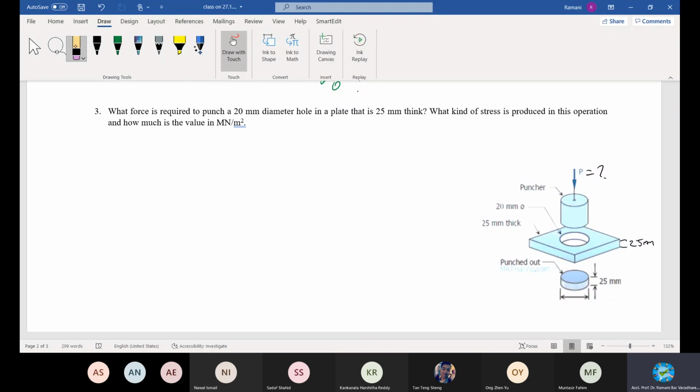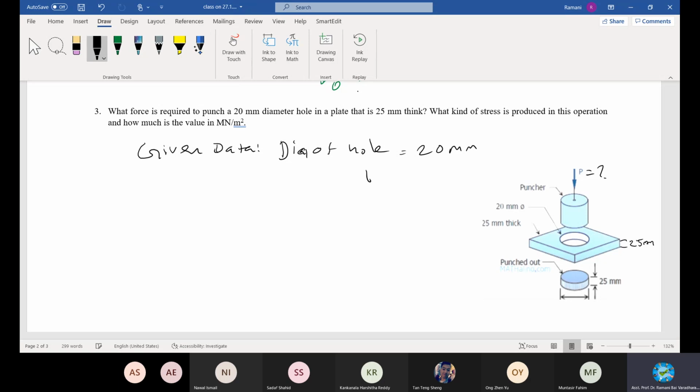Okay, let's write the given data. You are given the diameter of the hole that is necessary to be made. Diameter of the hole is 25 mm thick. Sorry, 20. Diameter is 20 mm, you need to make. Thickness of the plate, let it be T. If you want, you can write it fully. Thickness of plate, T is equal to 25 mm. Then what is given to you?